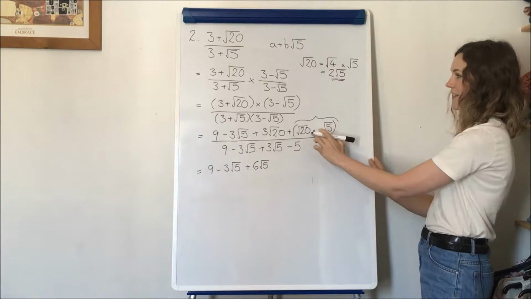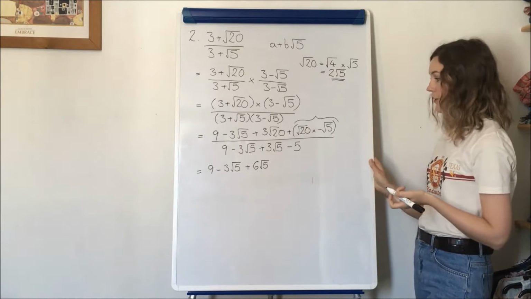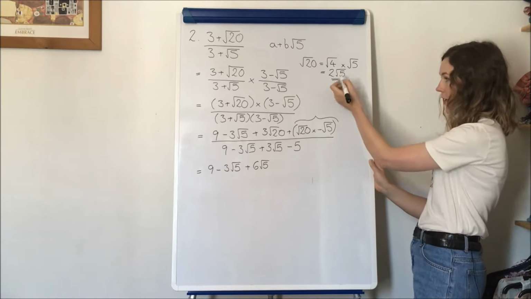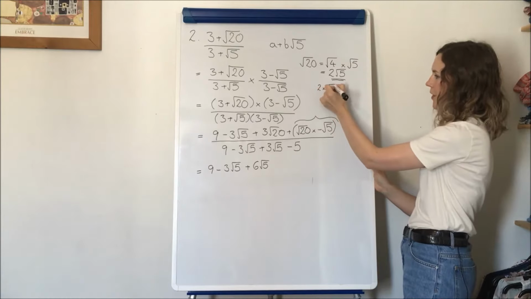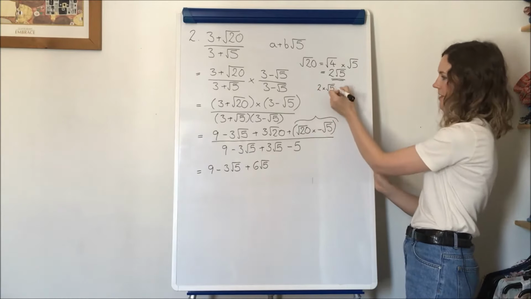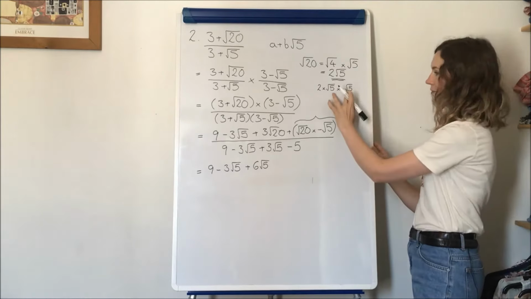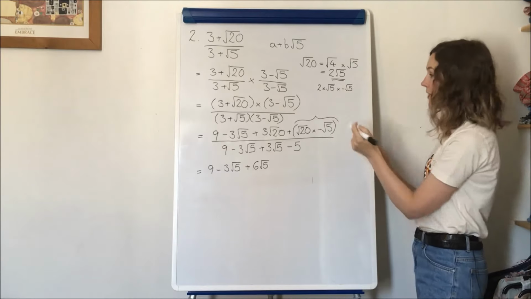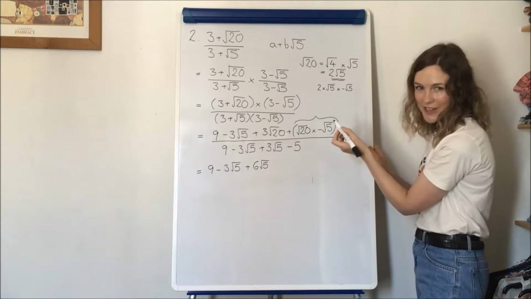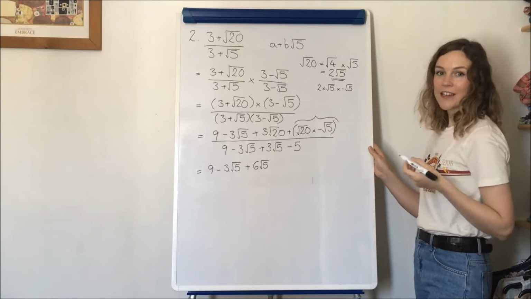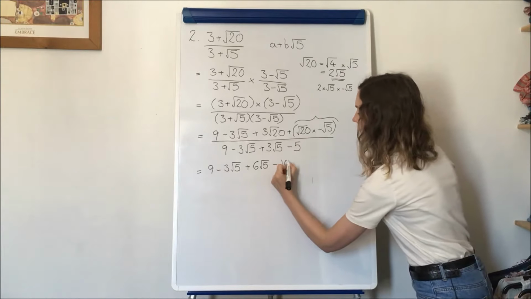And this bit on the end, we've got root 20 times a minus root 5. So what we've got is 2 root 5. So if I write it out again a little bit clearer, you've got 2 root 5, that's your root 20, times minus root 5. Now, root 5 squared, again, just gives you 5. So root 5 times minus root 5 is minus 5. Times that by 2 is minus 10. So this expression here just becomes minus 10.